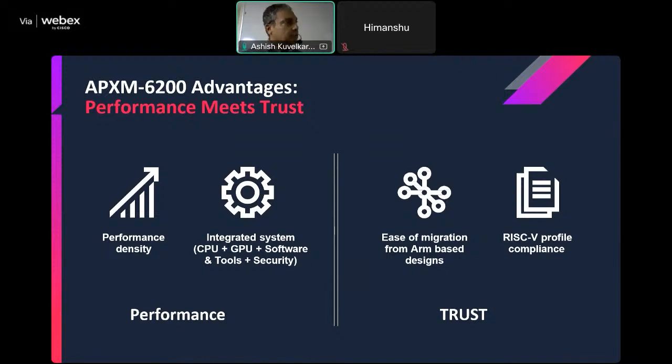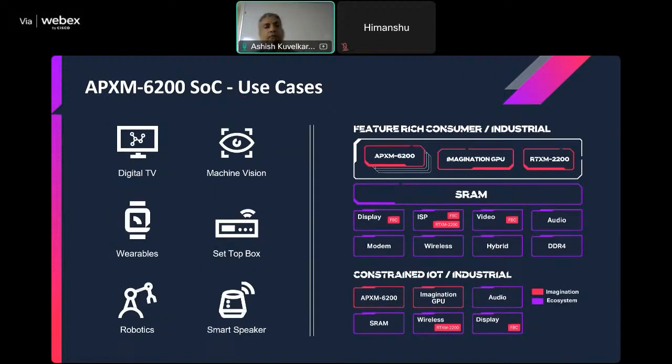We've also focused a little bit on facing the reality that there is a dominant architecture out there today. So we focused a little on ease of migration from ARM-based designs, and of course we've built a compliance tool that helps us demonstrate compliance against RISC-V profiles. Where you could use them is in digital TVs, machine vision, wearables, smart speakers, etc.